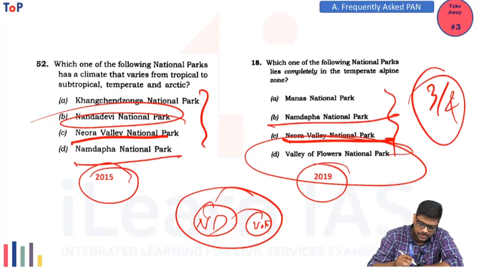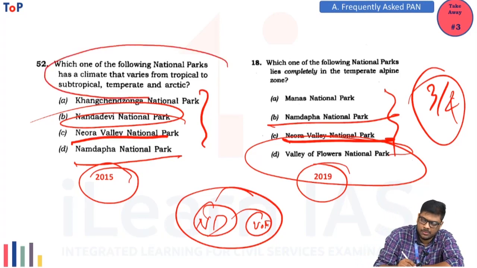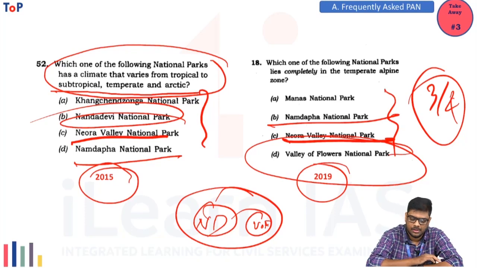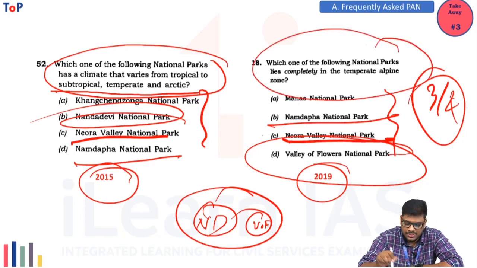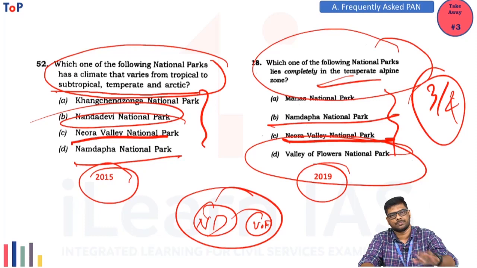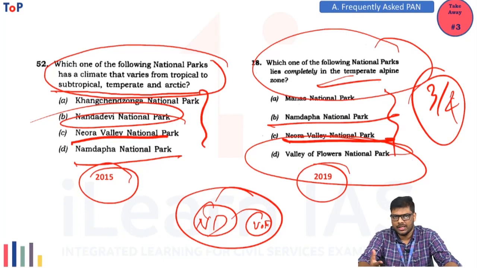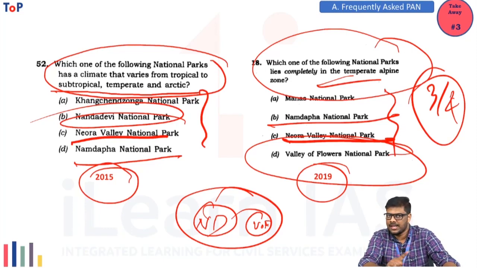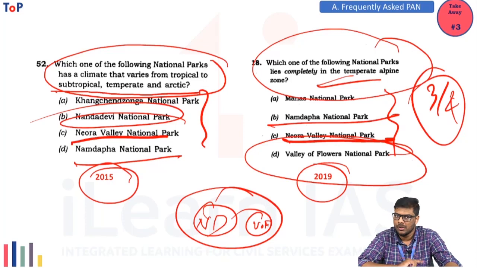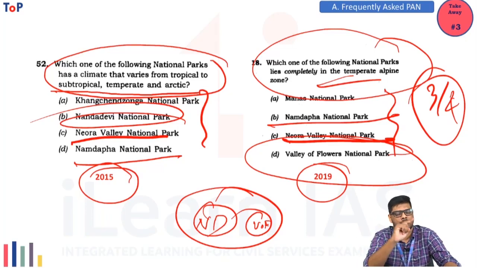And look at the questions. Here, UPSC asked about identifying a national park which is subtropical, temperate and Arctic. Here, UPSC asked a question about a park which completely lies in the temperate alpine zone. Getting it? So look at the pattern. Here also, I don't need to introduce any new techniques or logic, because once you have the content, you can solve it. Simple as that. Make sure that the purpose of this particular module is to identify a pattern, and based on the pattern, you can build a framework, and on the basis of the framework, you can build your own handouts.